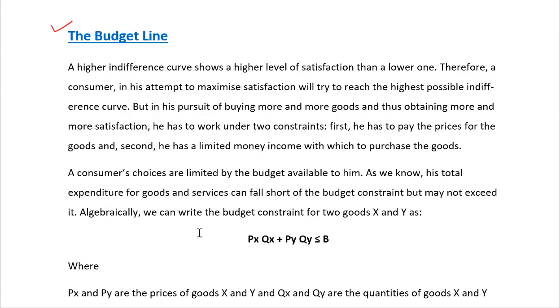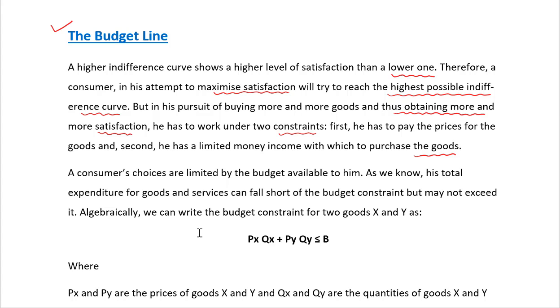We can't buy everything. Just see over here that a higher indifference curve shows a higher level of satisfaction than a lower one. Therefore, a consumer will try to maximize satisfaction and reach the highest possible indifference curve. But in pursuit of buying more and more goods and thus obtaining more and more satisfaction, he has to work upon two constraints. First, he has to pay the prices for the goods, and second, he has a limited money income with which to purchase the goods.